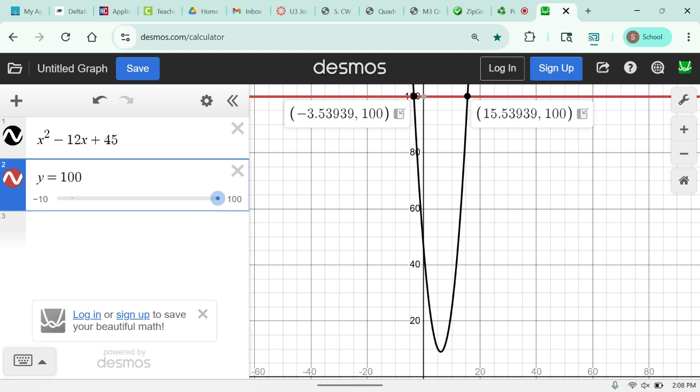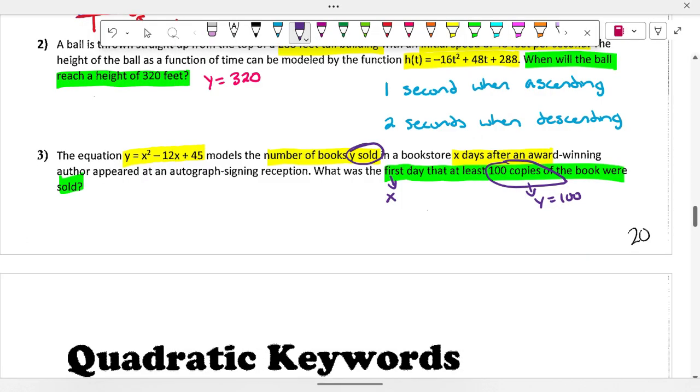Right. So it's actually 15 because it's talking about days. All right. So 15 and a half, that means halfway through the 15th day, they reach 100 copies. So we would say 15 days. So typically when it comes to problems like these, more often than not, you end up rounding down, even though mathematically you would round that up. All right. It just depends on the context.